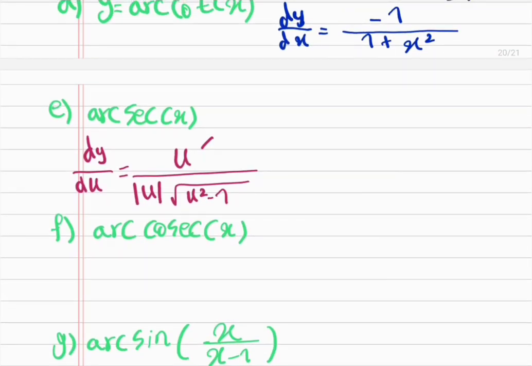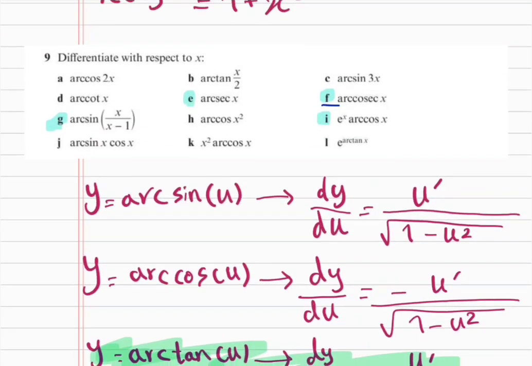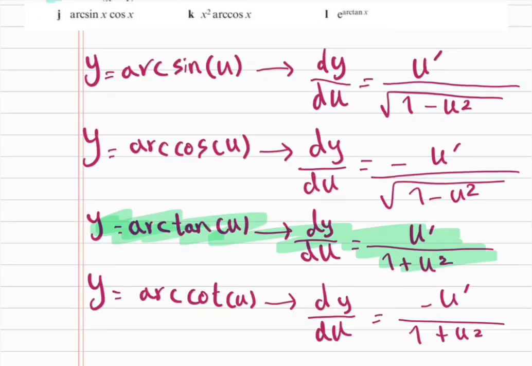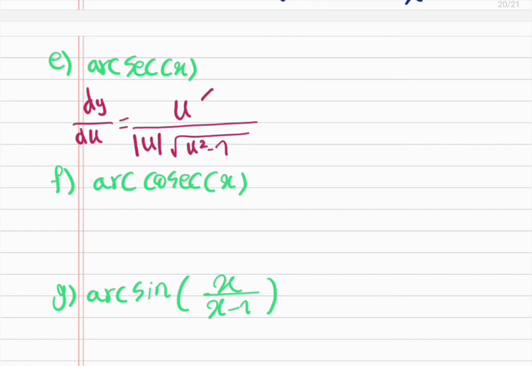Let's see how we can use this. Of course, in the denominator this time you have u squared minus 1, whereas for arc sine you have 1 minus u squared. So we want to differentiate this. Remember that u represents the function inside the sec. In this case it is just x, and the derivative of x is 1, so u dash is just 1.